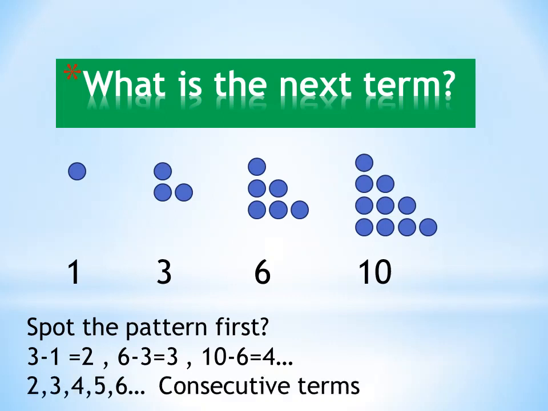Now we have a pattern here: 2, 3, 4, 5 and so on, meaning each difference increases by one. If we look at the sequence, 1, now we add 2 to it, it becomes 3, and to the 3 we add 3, it becomes 6. Now we add 4 to it, it becomes 10. Now to 10 we add 5, it becomes 15. Now the next term is 15.